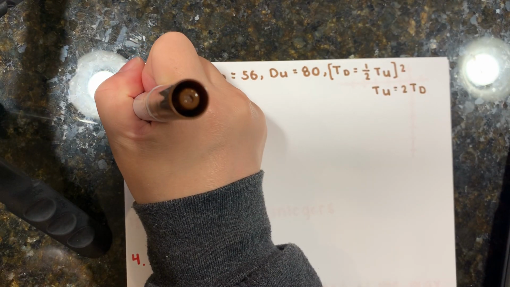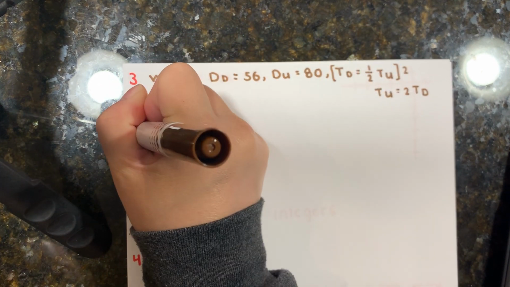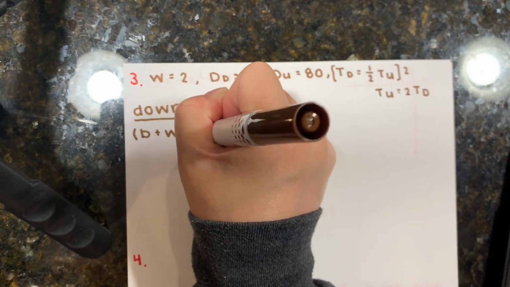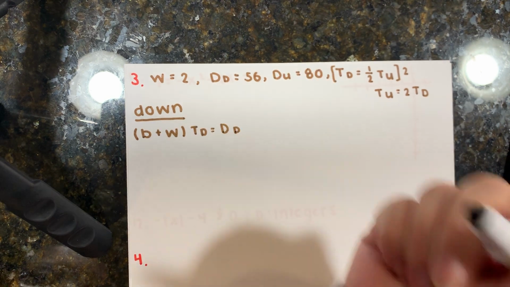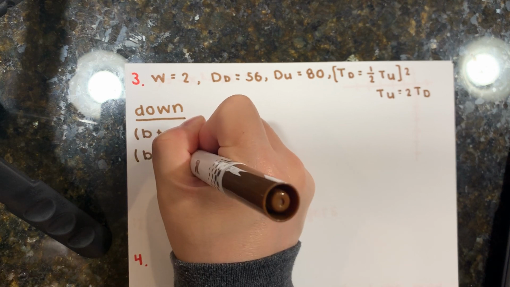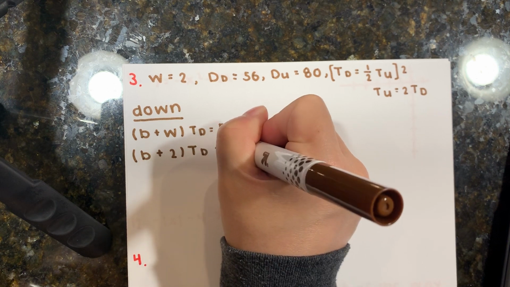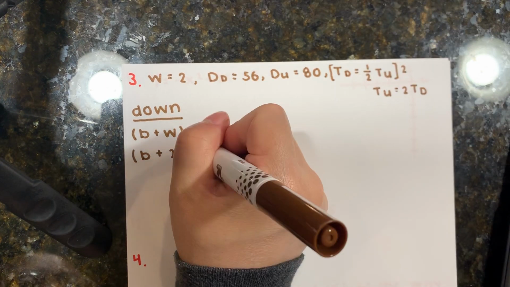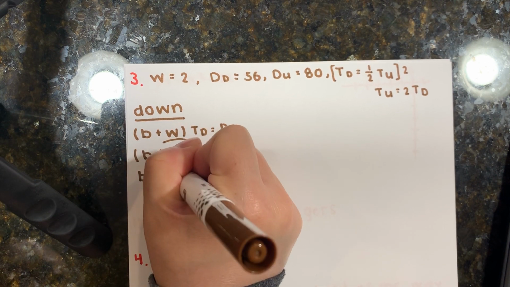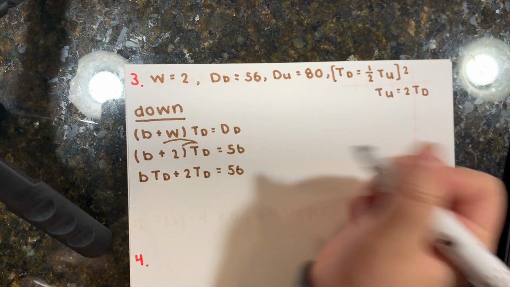So now I have 2 equations. I have my downstream equation, which is going to be B plus W times TD equals DD. My B I don't know, but I do know my W is 2. My TD I don't know, but my DD is 56. You're going to distribute the TD, so that would be BTD plus 2TD equals 56.